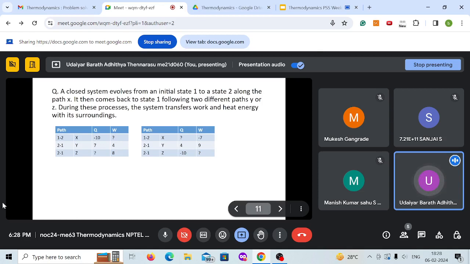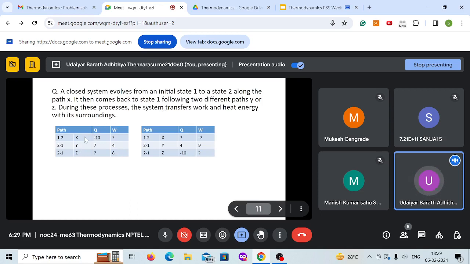Here they say a closed system evolves from an initial state 1 to a state 2 along the path x, listed here in the first row. You have two separate processes, as you will see in the first table. The path 1 to 2 along x is how the process initially happens, and then it comes back to state 1 following two different paths. It does a process x from 1 to 2, then it can come back from 2 to 1 along two different paths. It can come along y or it can come along z.